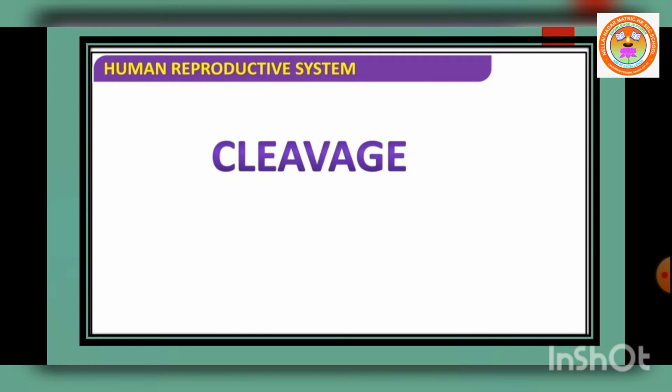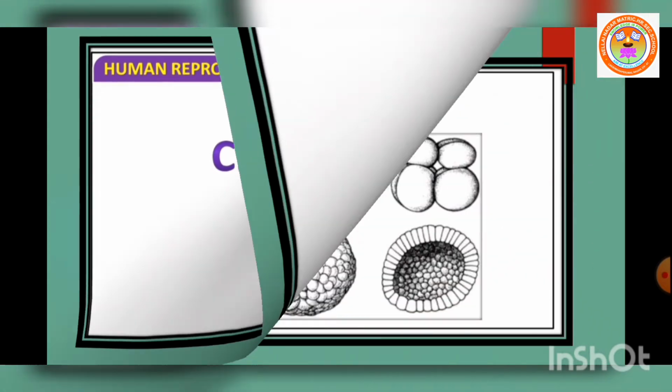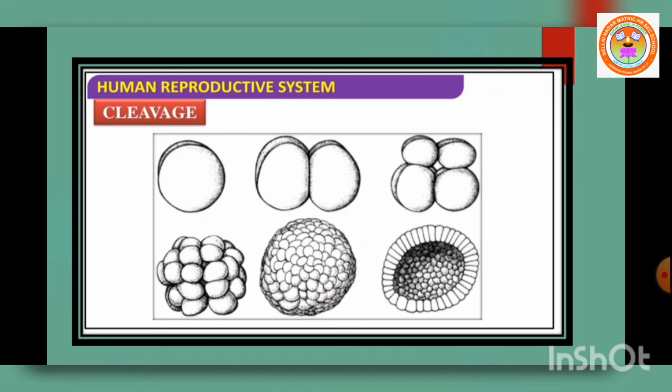The next event after fertilization is cleavage. What is cleavage? It is the repeated mitotic division of the zygote resulting in an increasing number of cells. The daughter cells generated by these divisions are termed blastomeres. The process begins soon after fertilization and continues as the zygote moves down the uterine tube.